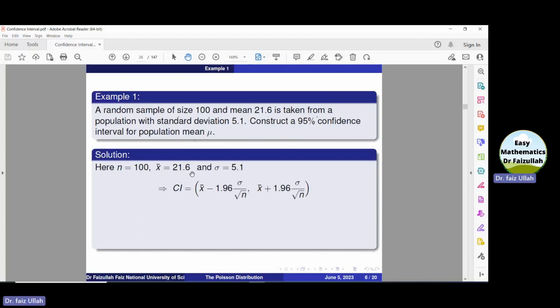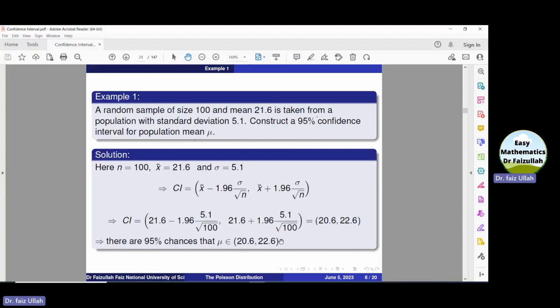Formula for 95% confidence interval when sigma is known is given by this one. Just we need to substitute the values of x bar, sigma and n and then use calculator to simplify this. We get the interval 20.6 comma 22.6. This implies that there are 95% chances that the value of population mean mu is between this interval.